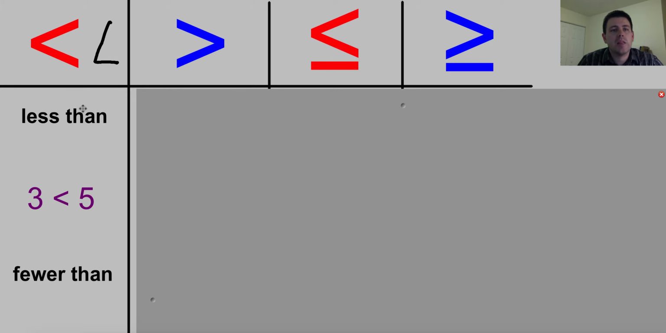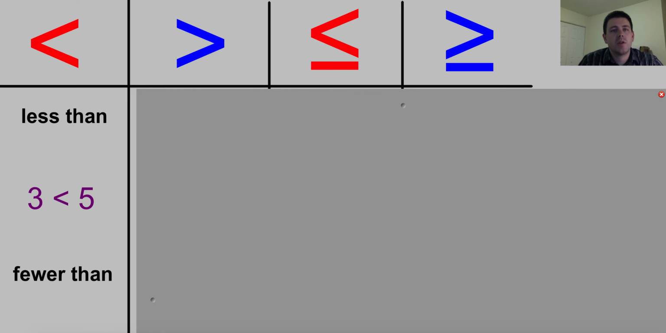Okay, but less than, we could read this as 3 less than 5. Sometimes in a problem, you might also hear where it says fewer than, but it just means a number smaller than another one. So 3 is less than 5. So this symbol means less than.